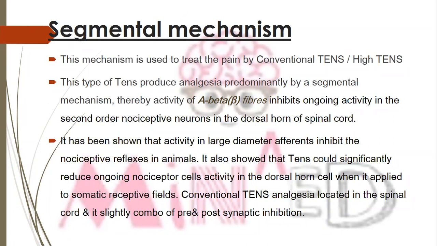The aim of conventional TENS is to selectively activate the large fiber, which I have already mentioned previously, that is the A beta, without concurrently activating the small diameter nociceptive fibers, that is the pain carrying A delta and C fiber, and the efferent muscles. Conventional TENS mainly produces segmental analgesia with a rapid onset and offset, which is localized to the dermatome.